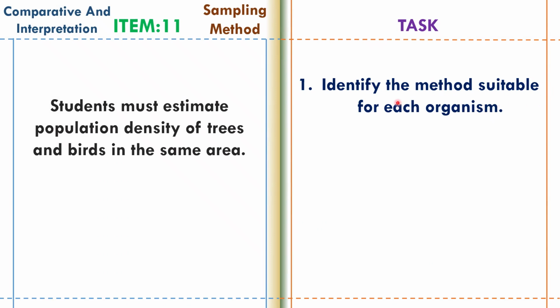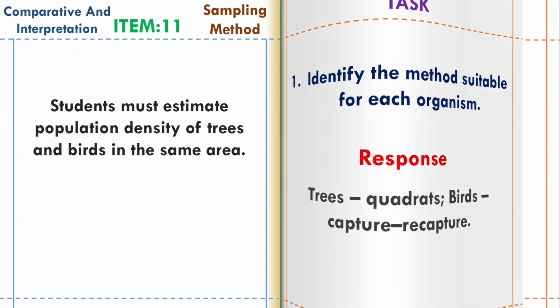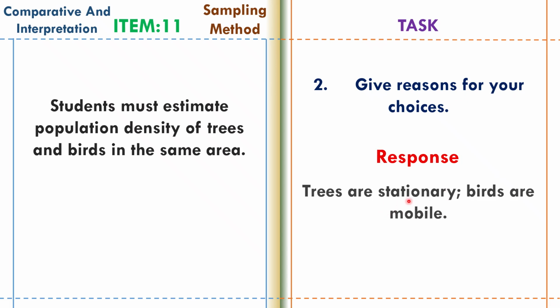Identify the method suitable for each organism. Trees use quadrants. Birds will use capture-recapture. Give reason for your choices. Trees are stationary. Birds are mobile.